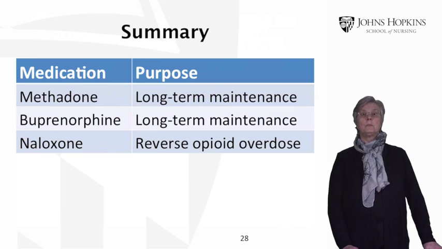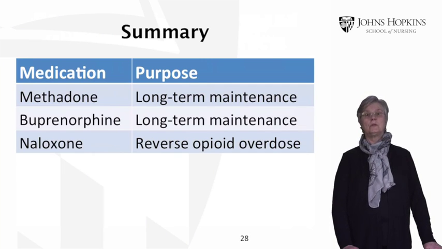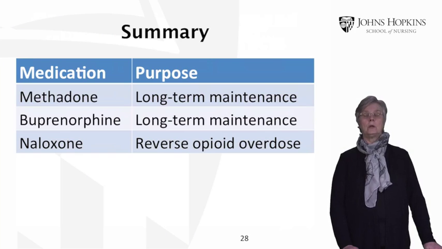So to summarize, the purpose of methadone and buprenorphine is long-term maintenance of persons with an opioid use disorder, and naloxone is used for the reversal of an opioid overdose.